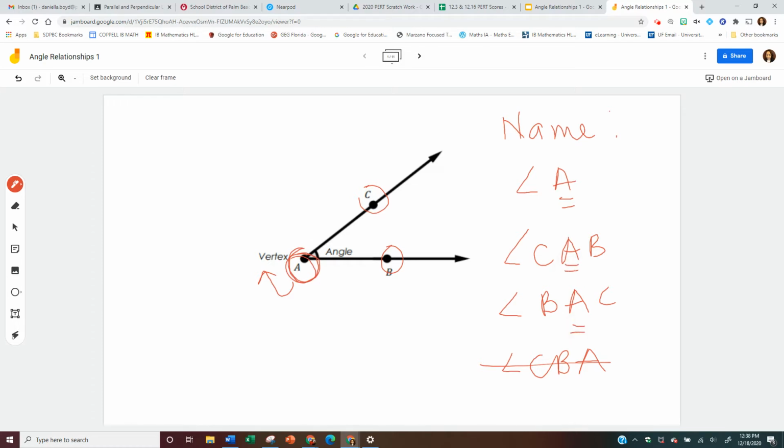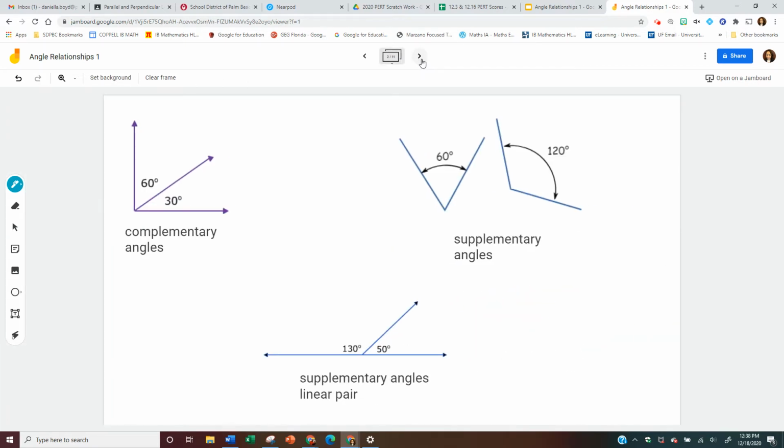Okay, an angle is made up of 2 rays. So a ray goes on forever in one direction, and they have a common endpoint right here. Okay, so the vertex is the common endpoint. So that's just a little bit of the basics on some angles. Let's get into some angle relationships.